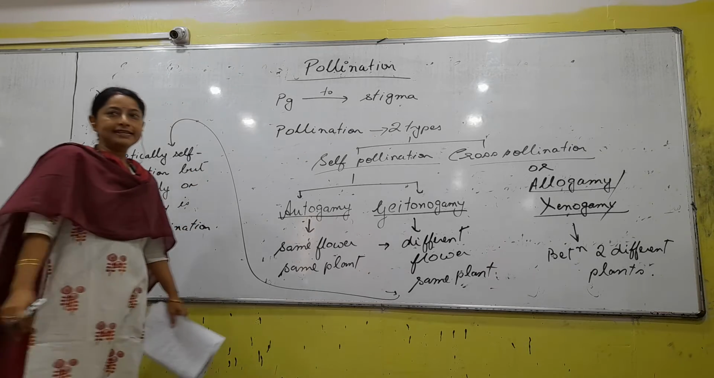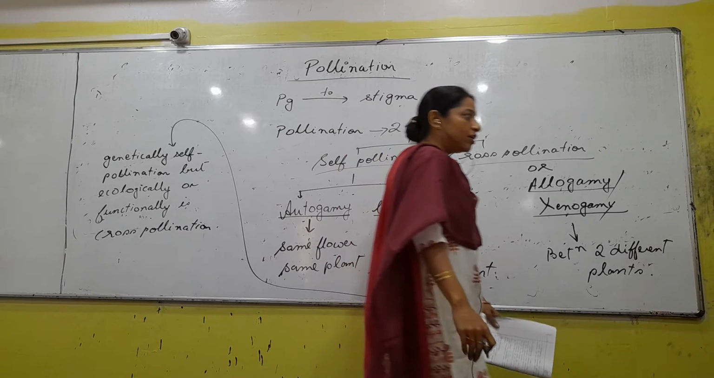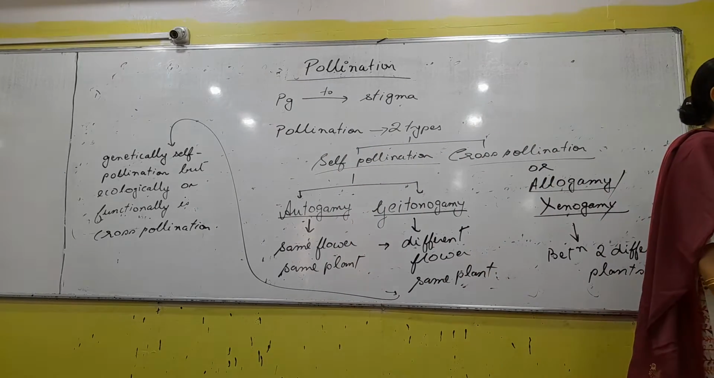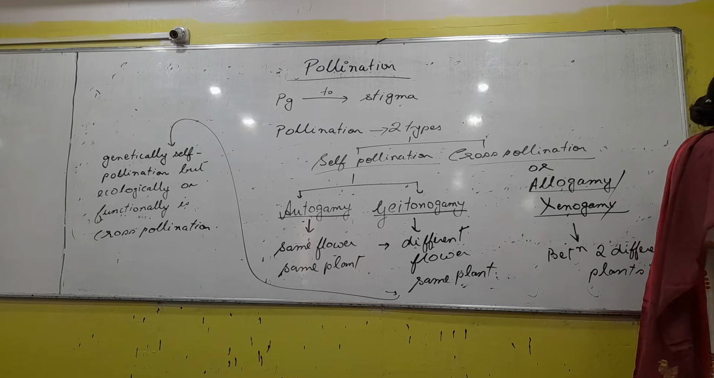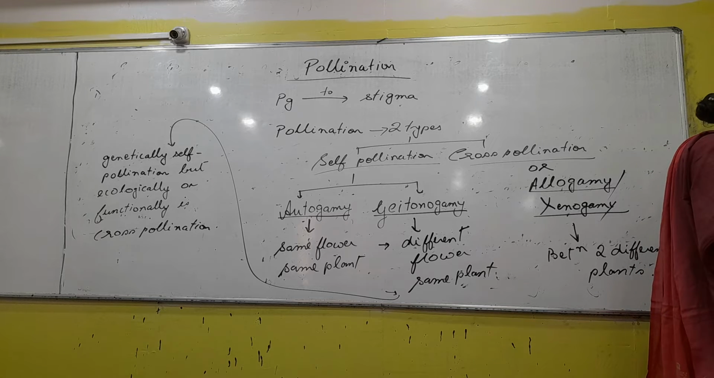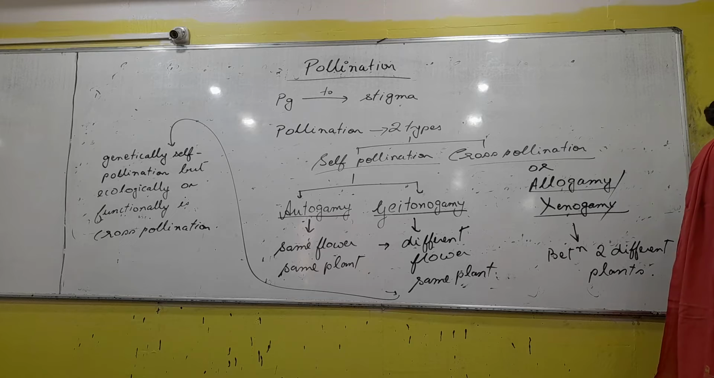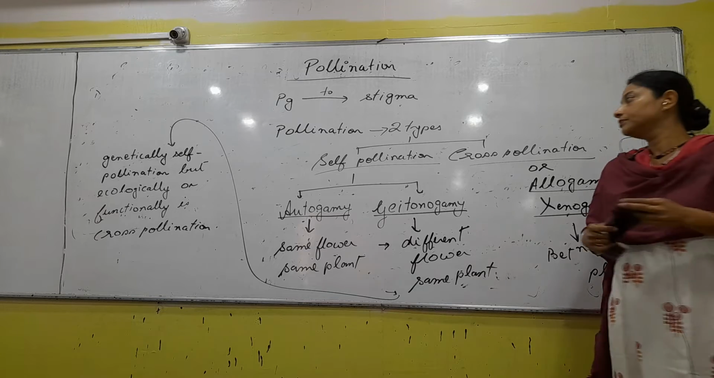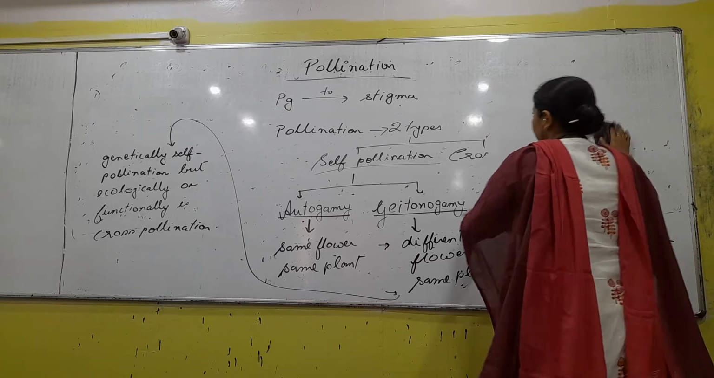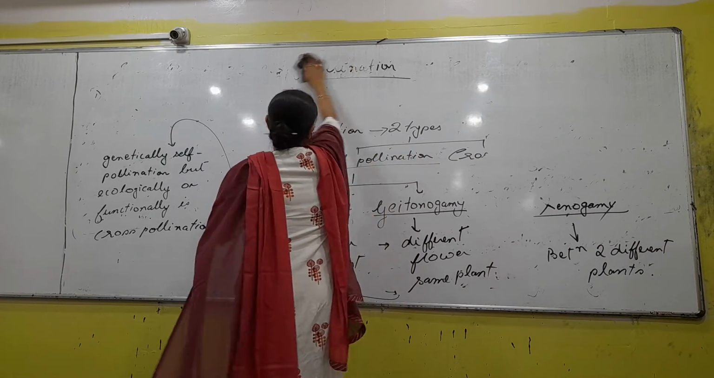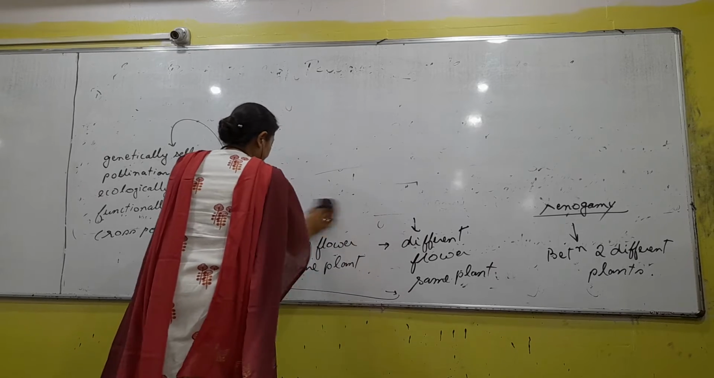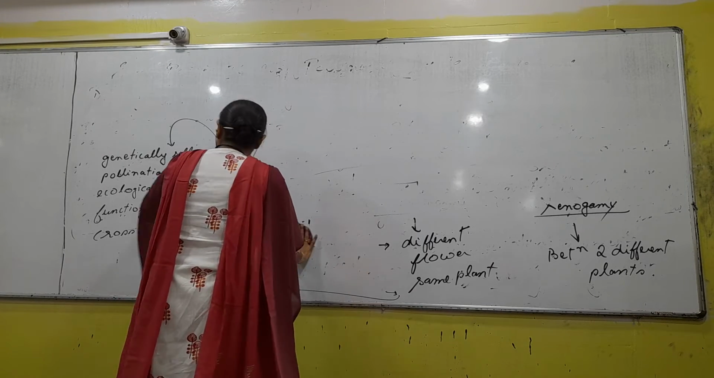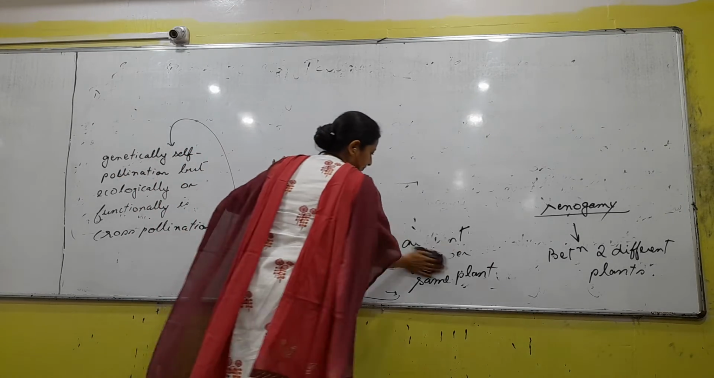Understood, no? Genetically self-pollination, functionally or ecologically it is cross-pollination. Why is it called self-pollination? Because we are talking about pollination within the same plant. Why is it called cross-pollination? Because two flowers are involved. This line is important.